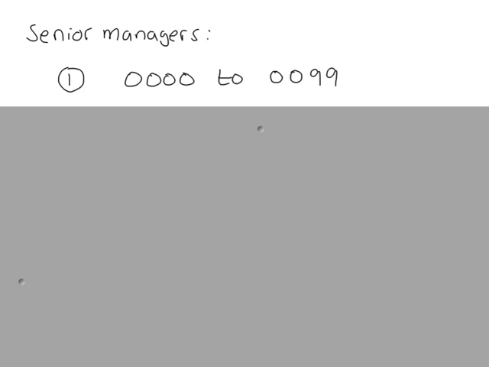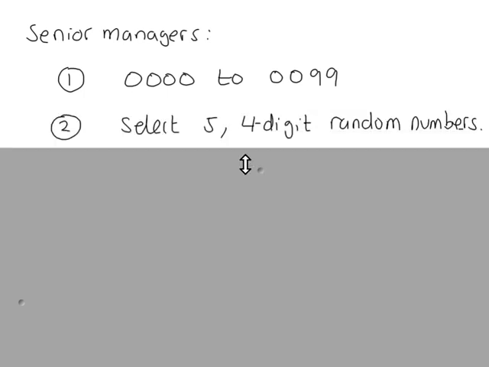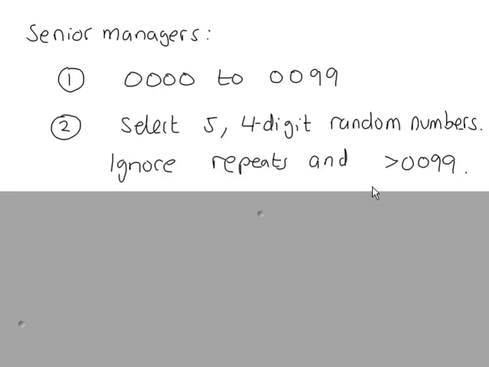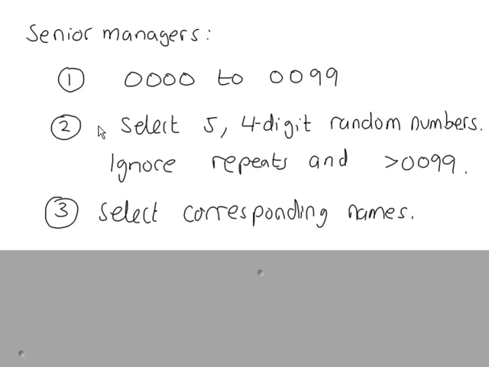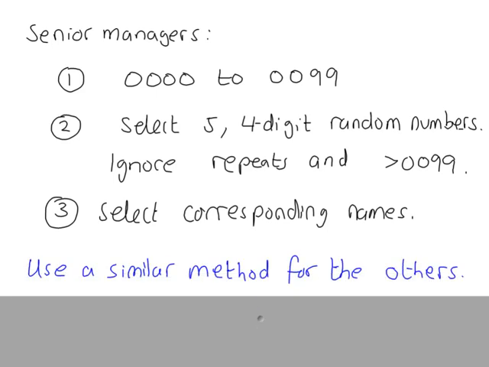Okay, so for the senior managers, step 1, number them. 0000 to 0099, so there are 100 senior managers in there. Step 2, select 5 4-digit random numbers. Ignore repeats and anything that's more than 0099. Step 3, select the corresponding names of these senior managers. Now you don't want to describe this method over and over again for all of the other job types, for all of the other layers in the population. So this is what you would state next. Use a similar method for the others.